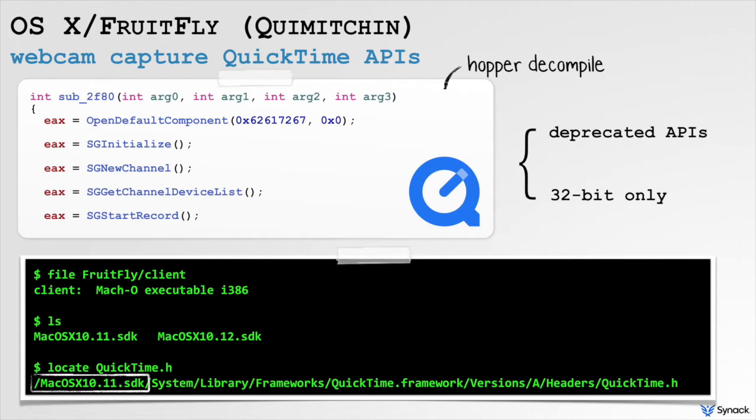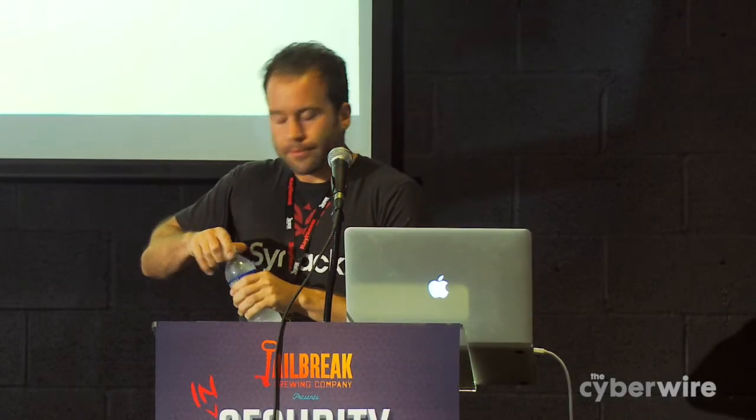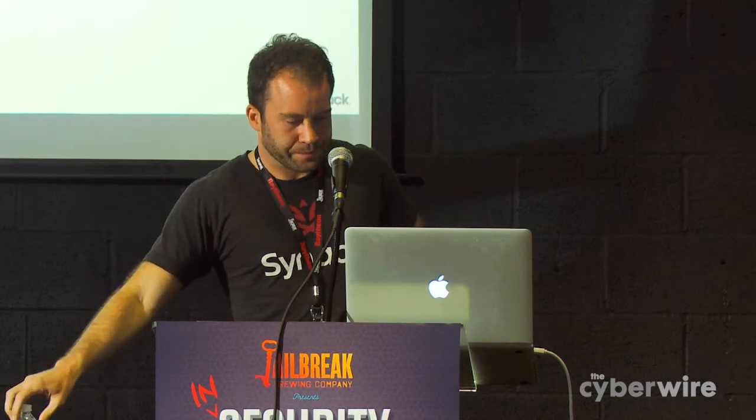But it still works. So if you do compile a piece of code, it's got to be a 32-bit binary, but you can then record off the webcam or the microphone via the QuickTime APIs. And again, this will cause the LED indicator light to go on. All right, so that was some recent Mac malware samples that were webcam or audio aware.